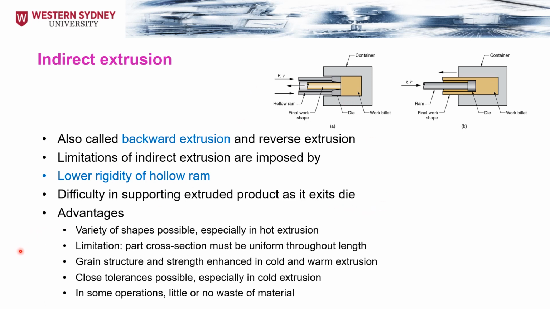The advantage is that a variety of shapes are going to be possible, especially in the hot extrusion. The limitation is that the part cross-section must be uniform throughout the length. The grain structure and the strength are going to be enhanced in the cold and the warm extrusion. Close tolerances are possible in the case of the indirect extrusion, especially in the cold extrusion. In some operations, there is going to be little or no waste material. So you can see here that we are almost not going to have any butt because the ram can reach the end of the container in both cases.